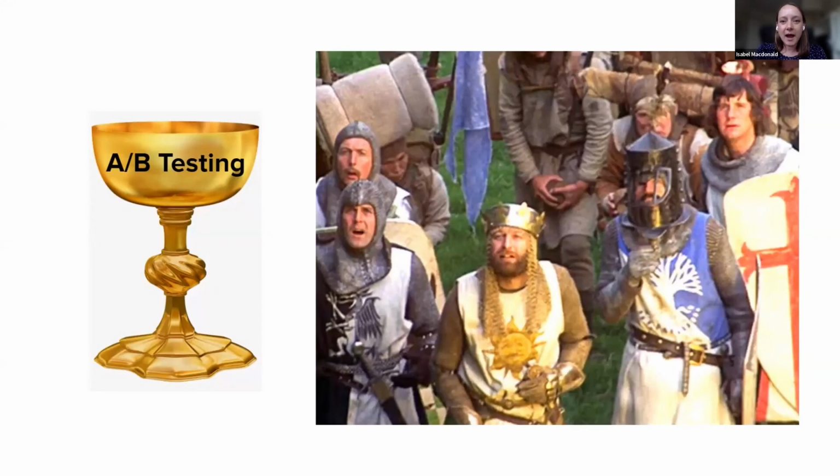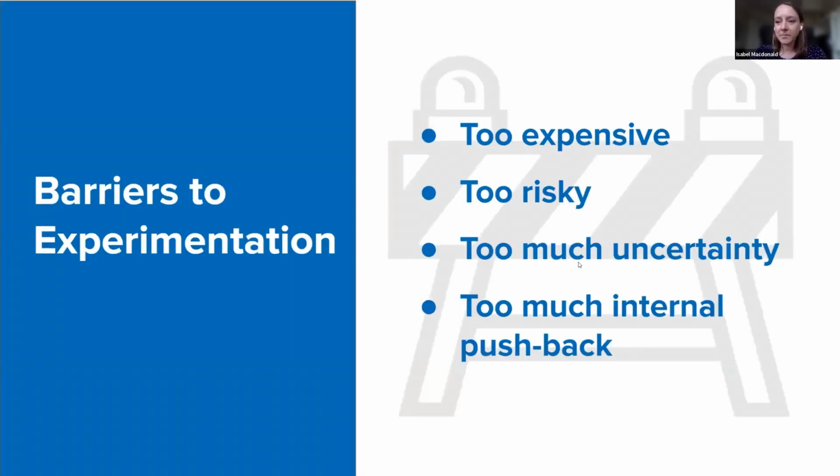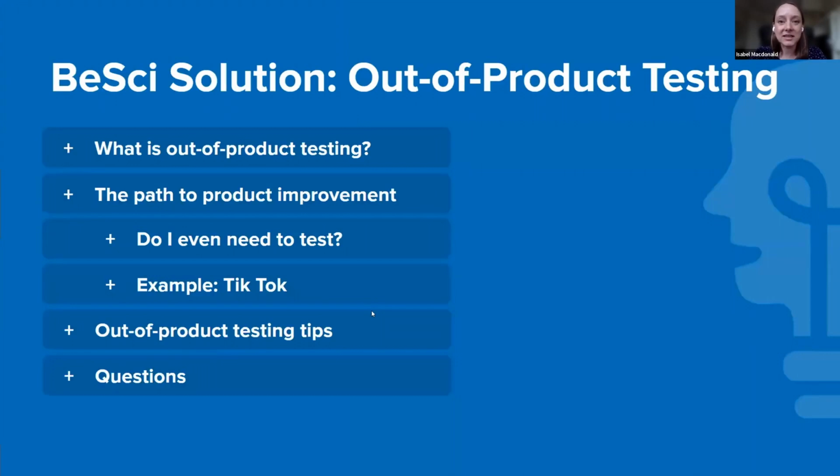So when we think about experimentation, there is very much a holy grail, which is A/B testing. But there are many barriers to being able to run A/B tests in products. If you have found yourself facing any of these barriers to experimentation in the past, then out-of-product testing may really be your silver bullet here to move forward.